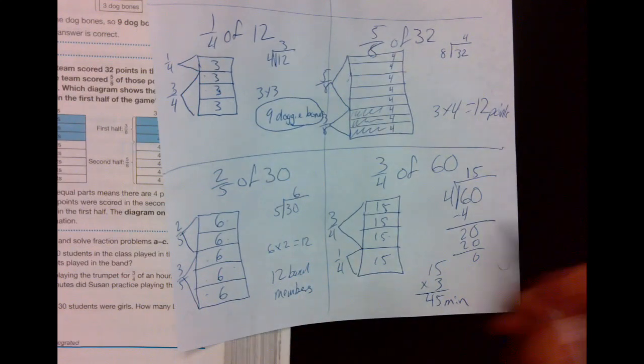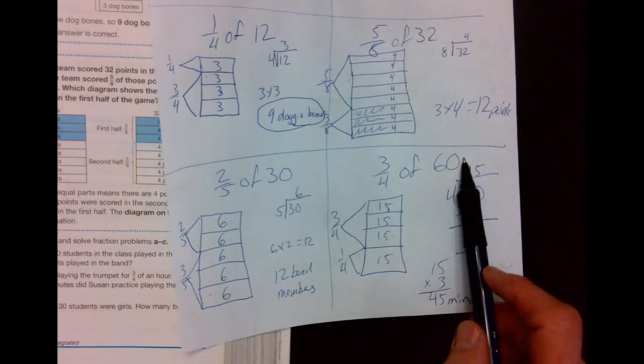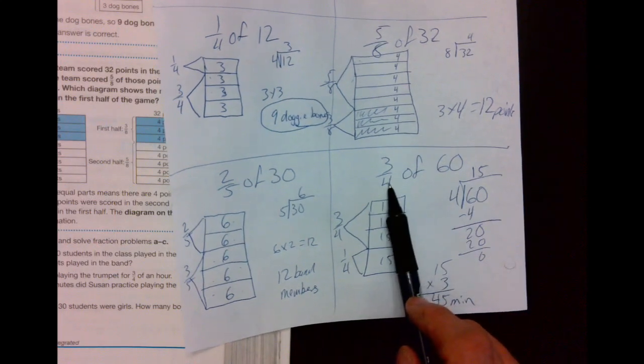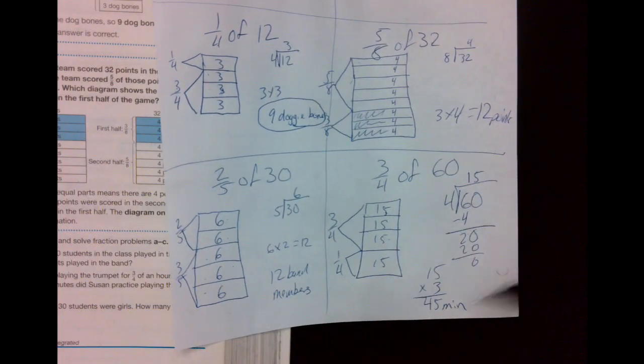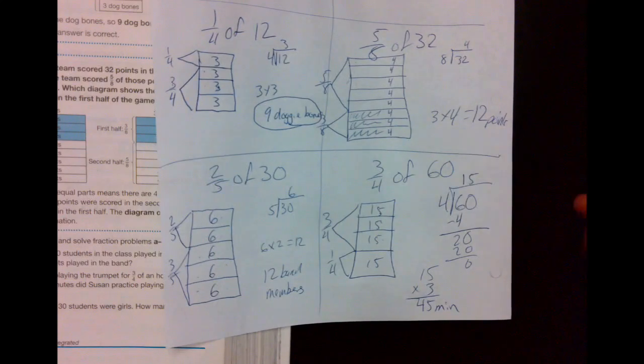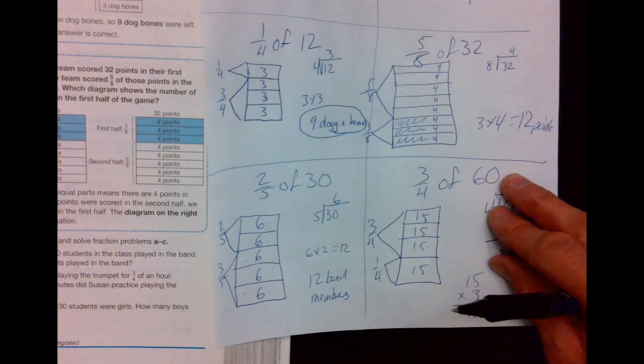All right, guys. Step 1. Write down the equation. 3/4 of what? Step 2. Divide by the bottom number. Put those in your boxes. They should always be the same number. And then multiply by the top number. Be careful on the reverse one where they ask for the opposite.